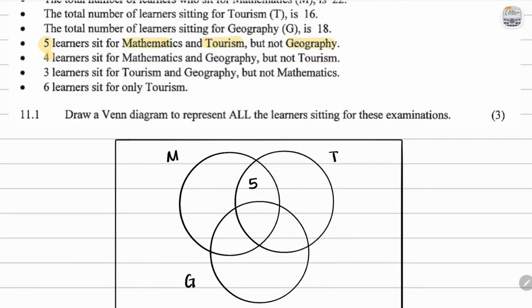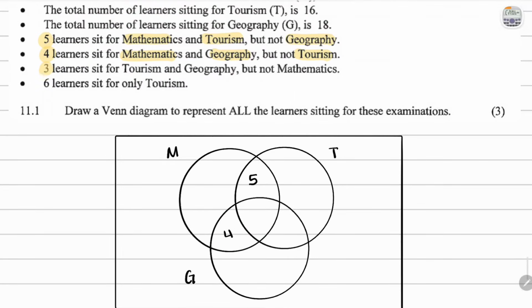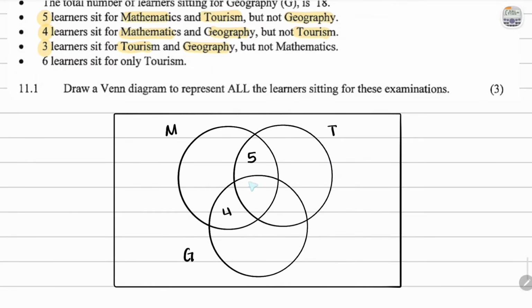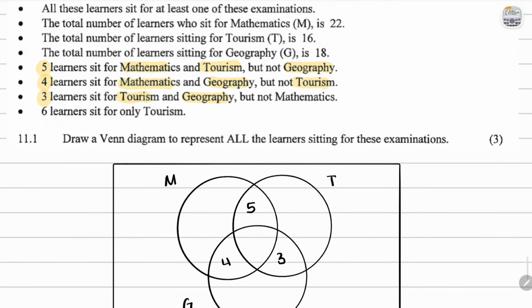And then they tell us that 4 learners sit for mathematics and geography, but not tourism. So mathematics and geography, that's that intersection, excluding tourism. So it's just this part over here. And that is 4 learners. Then 3 learners sit for tourism and geography, but not mathematics. So tourism and geography, but not maths. So that would be 3 learners over here. Okay. What other info do they give us?